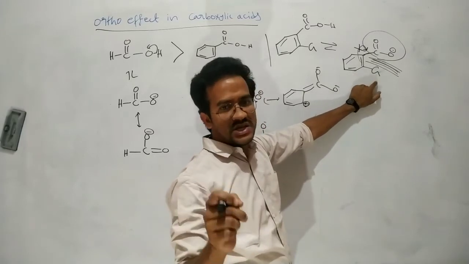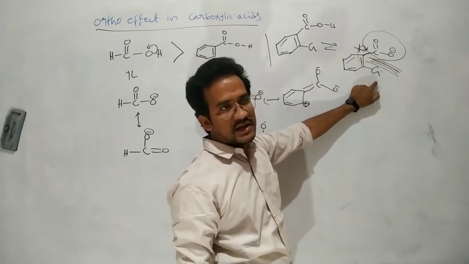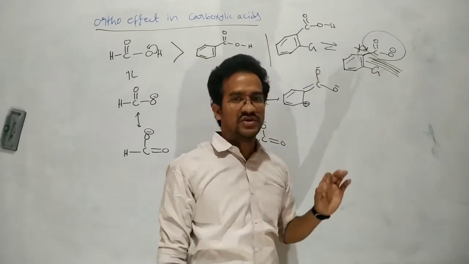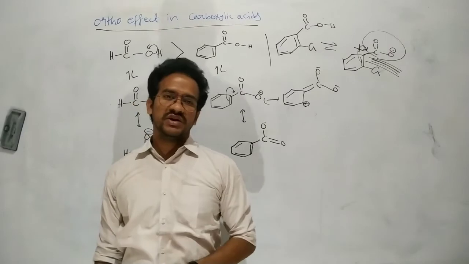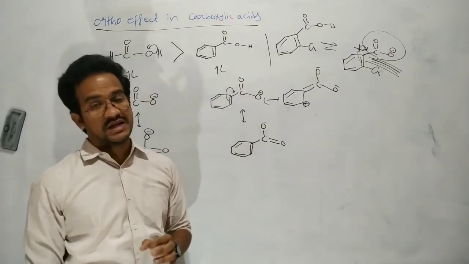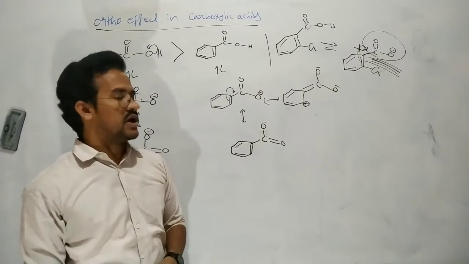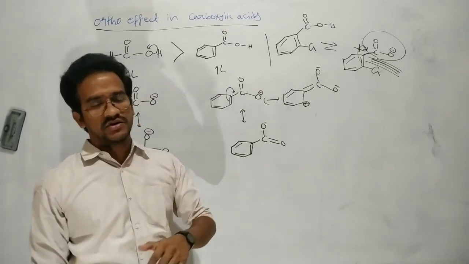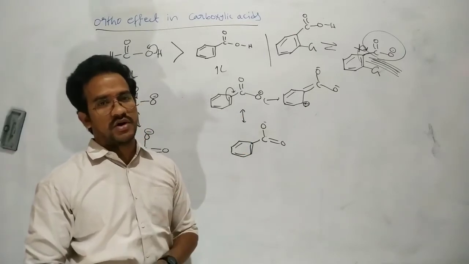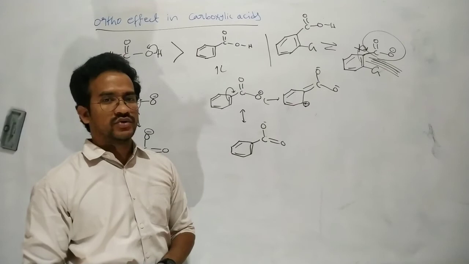That is nothing but steric inhibition of the resonance, and simply it is called the ortho effect. That means any ortho substituted benzoic acid is more acidic than the meta and para substituted benzoic acids, irrespective of its nature. Either it is a donating group or an electron withdrawing group, that is the more acidic compound. Any ortho substituted compound, that effect is known as the ortho effect.